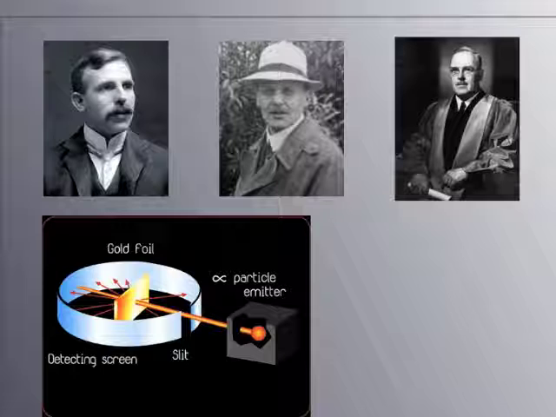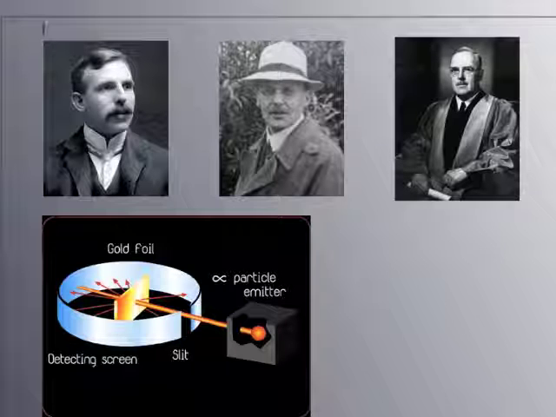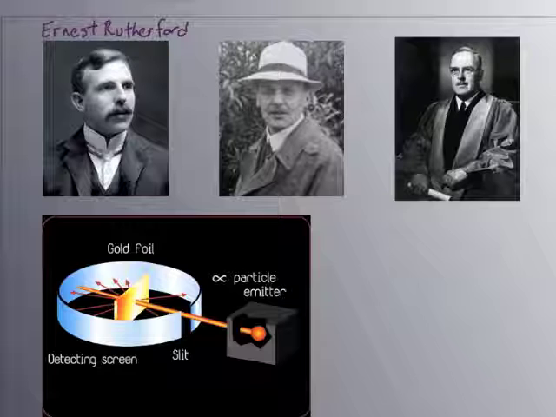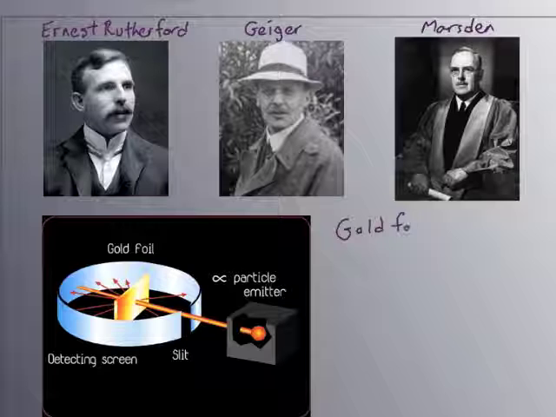What else is in the atom? Well, these three scientists around the turn of the century, Ernest Rutherford on the left, Hans Geiger in the middle, and Thomas Marsden on the right, created this gold foil experiment where they bombarded gold with radiation.